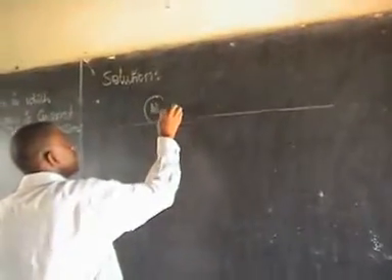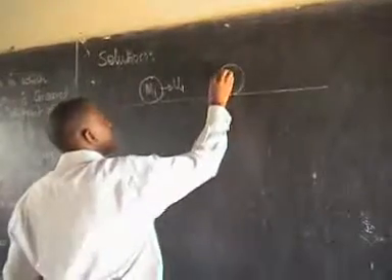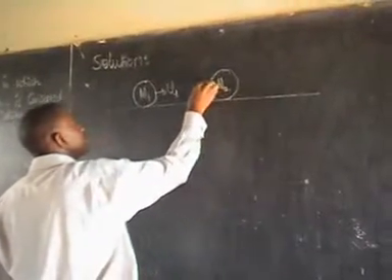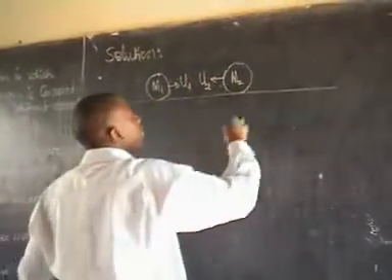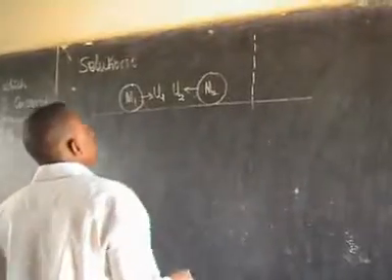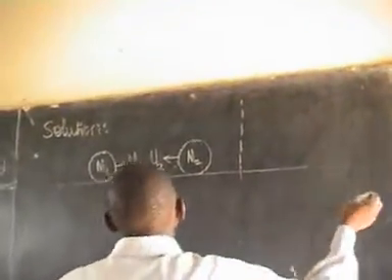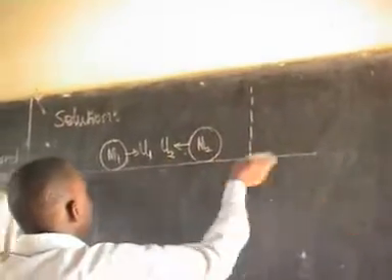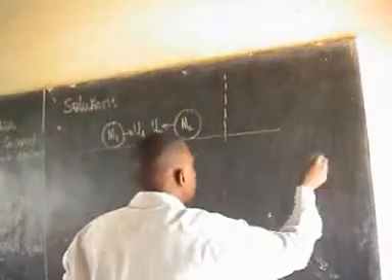We have body m1 moving at speed u1, and body m2 moving at speed u2. So after impact, after they bang, one may bounce back and one may continue moving.